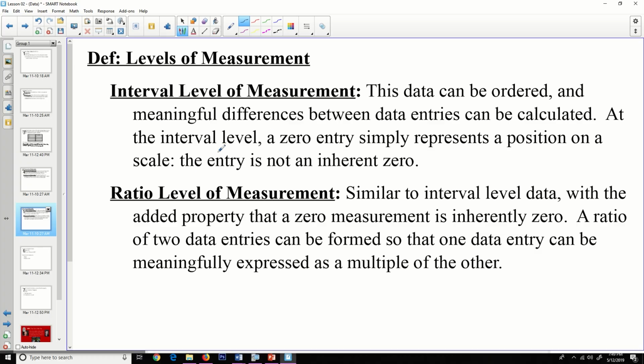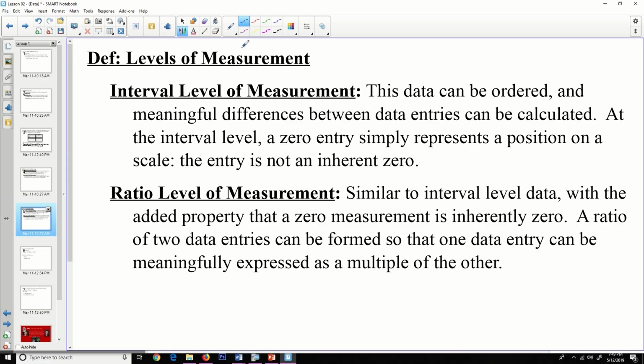Interval level of measurement. This data can be ordered, and meaningful differences between data entries can be calculated. At the interval level, a 0 entry simply represents a position on the scale, and the entry is not an inherent zero. The ratio level of measurement is similar to interval level of data, with the added property that a zero measurement is inherently zero. A ratio of two data entries can be formed so that one data entry can be meaningfully expressed as a multiple of the other.